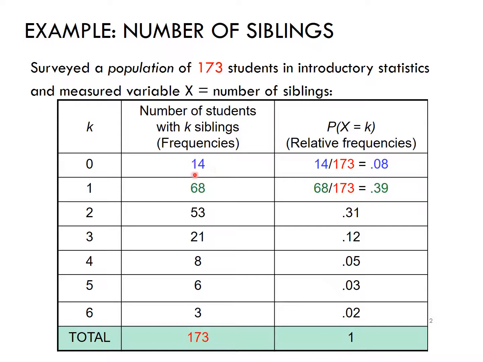It was found that 14 of 173 students in our population were only children or had 0 siblings. Therefore, the long-run proportion of students with 0 siblings is 14 out of 173 or 0.08. Similarly, 68 students of 173 from our population had 1 sibling, so the probability of having 1 sibling in our population of students is 68 out of 173 or 0.39. We can find the remaining probabilities the same way.